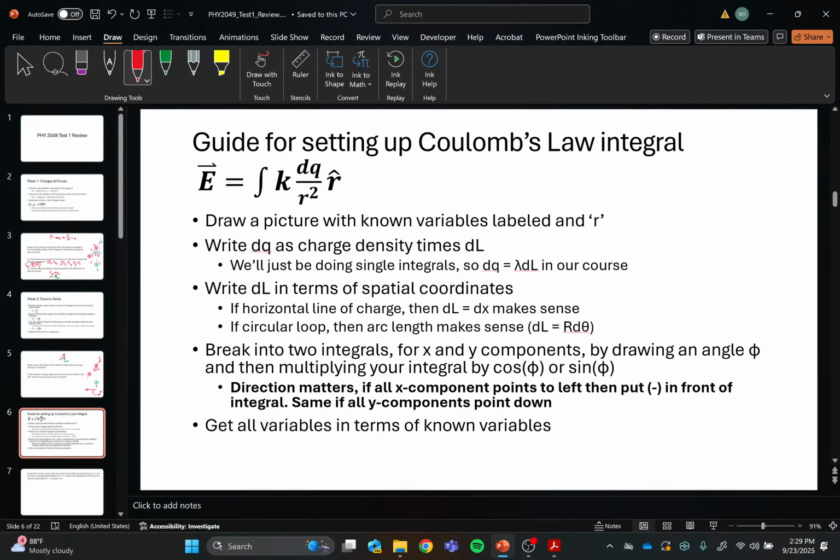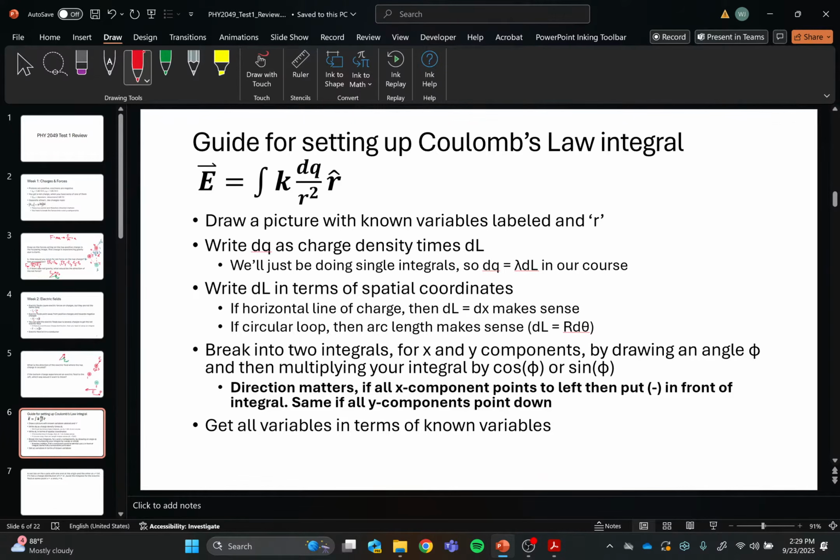How do you set up a Coulomb's law problem? Draw a picture. Very, very important. Draw your charge distribution. Draw where you're finding the field. Label the distance, and we'll label this R thing you'll see. Write dq as charge density times dl.